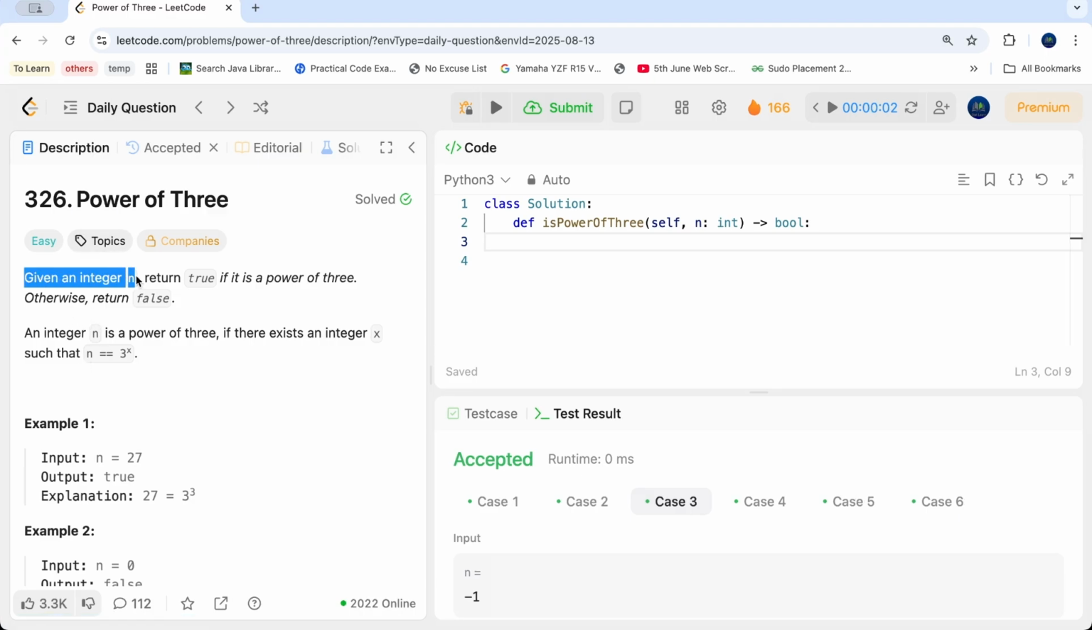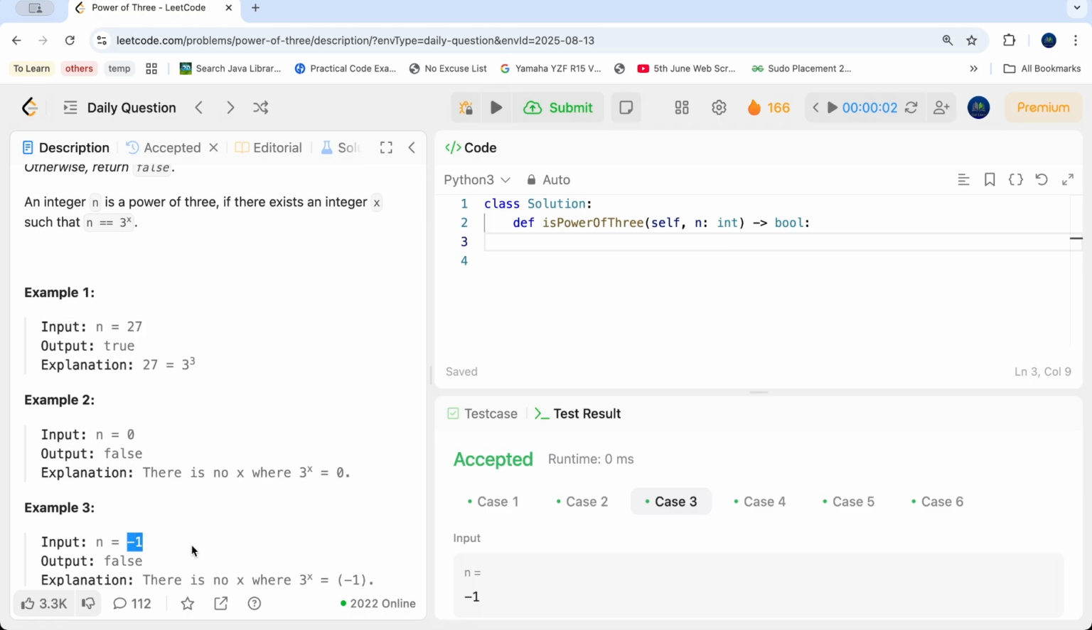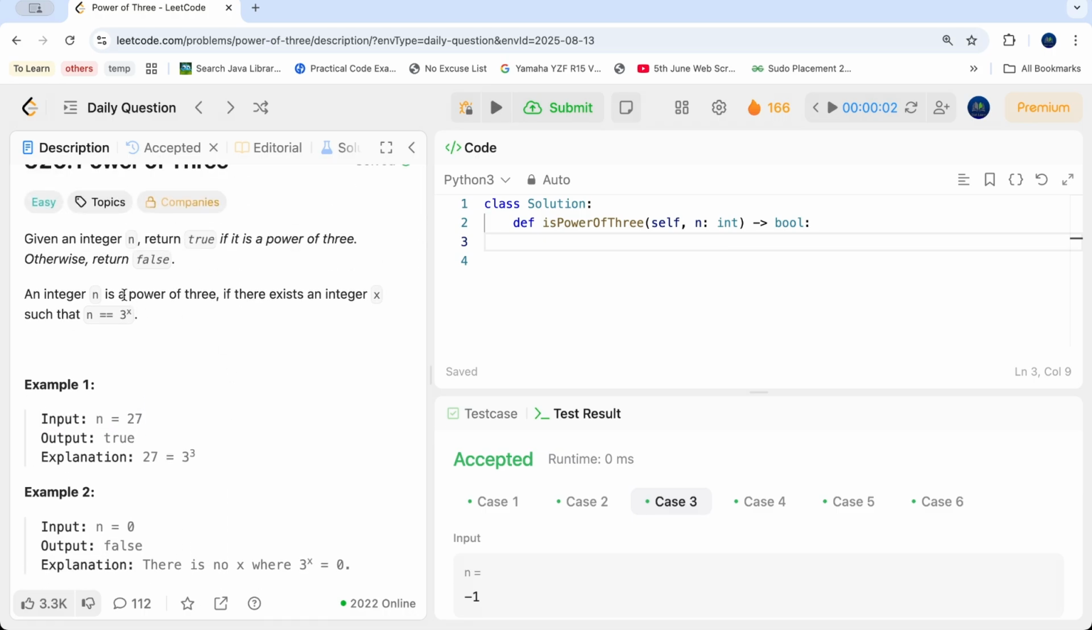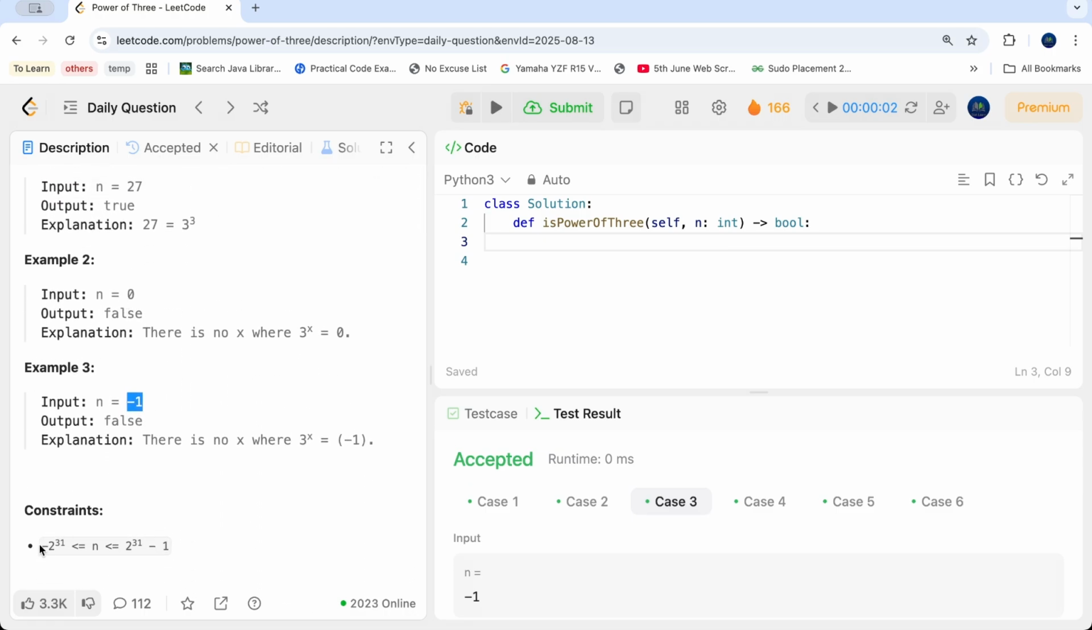So, given an integer n, return true if it is the power of 3, otherwise return false. Basically, we are given an input, n is equal to 27 or n is equal to 0 or minus 1. It could be any integer, and the range of our input is from minus 2 to power 31 to 2 to power 31 minus 1. That's the range of the value of n.